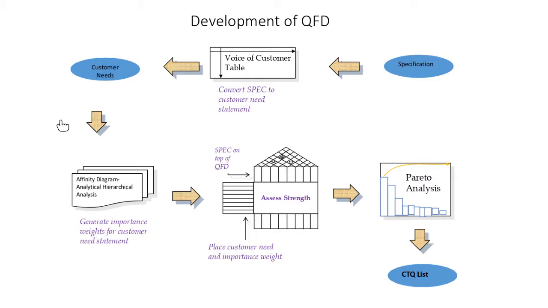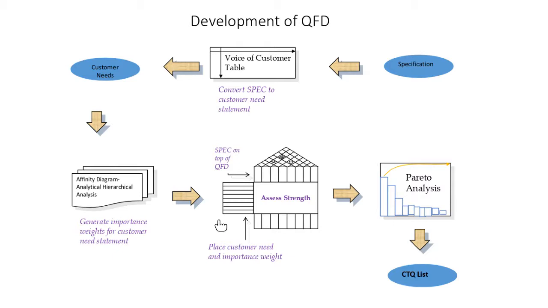It is easy to implement, to categorize and segment the voice of customers before you take it to the technical specification. Then generate the importance weights for the customer needs statement. That means you have to categorize and prioritize the customer requirements. Then use the specification one now. On the top of this shape we call it house of quality, and we will learn in the next session about this tool.